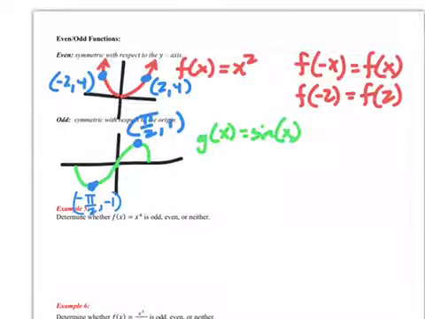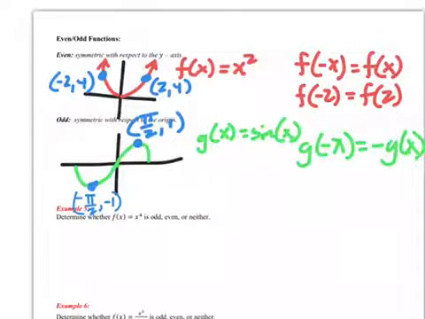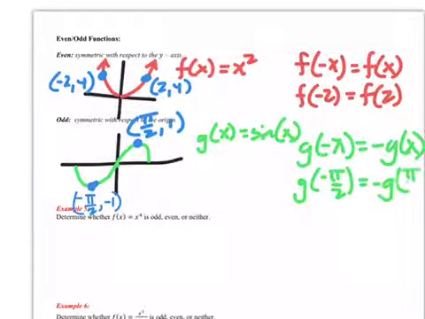And an odd function, the opposite, well, almost the opposite, similar but yet different. G of negative x is equal to the opposite of g of x. So g of pi over 2 is 1, g of negative pi over 2 is negative 1. G of negative pi over 2 is equal to negative g of pi over 2. So there's an origin symmetry there, rotational symmetry in those odd functions. And one of the specific points in an odd function is that the origin must be a point on every odd function.